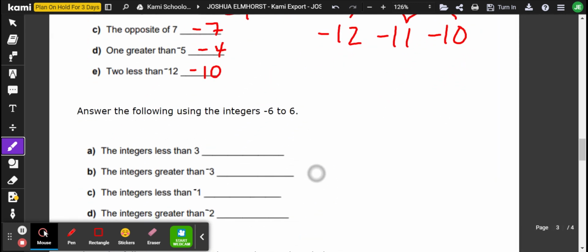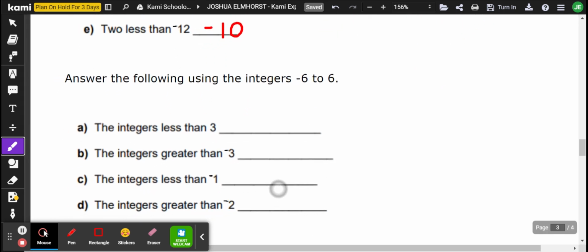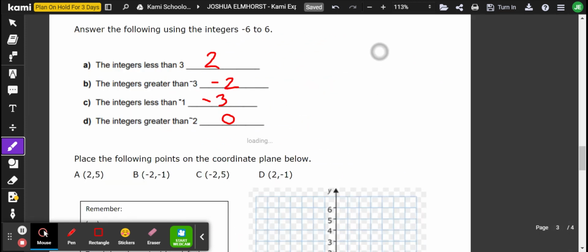Answer the following questions with the integers of -6 to 6. The integer is less than 3. The integer is greater than -3. So this would be, we could say -2. The integer is less than 3. We could say 2. The integer is less than -1. We could say that's -3. It's more negative. The integer is greater than -2. We could say 0. 0 is greater than -2.